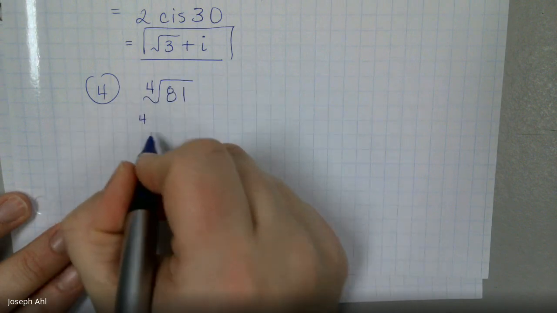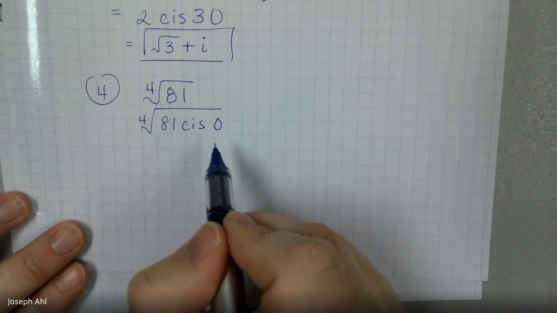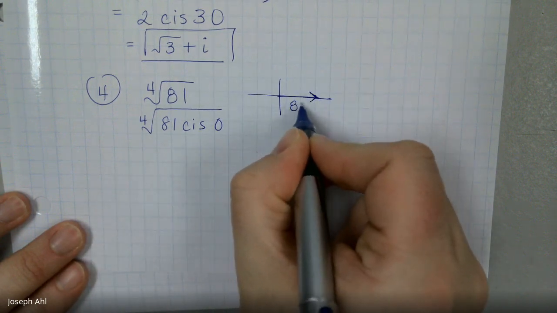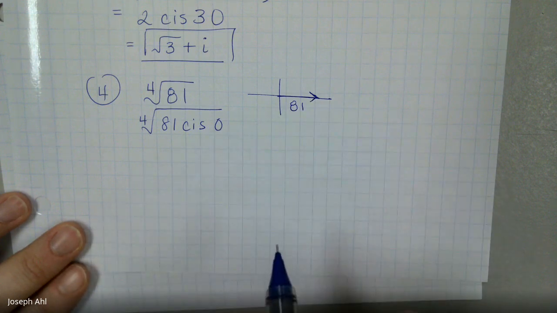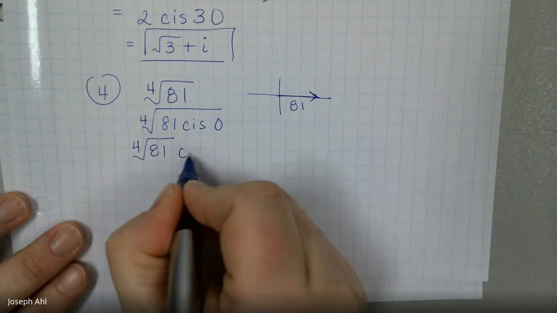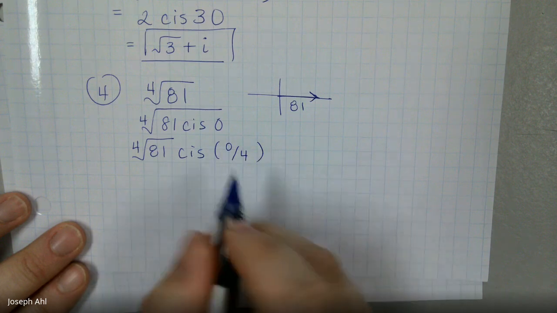So 81 is the same thing as 81 cis 0. And given the options between 0 and 360, right? Think about the picture, it's 81 to the right. Let's choose the smaller angle, because when I divide this by 4, it's probably going to be a really nice number. It's still going to stay 0, right? It's the fourth root of 81 cis, and then it turns into 0 divided by 4, which is still 0.